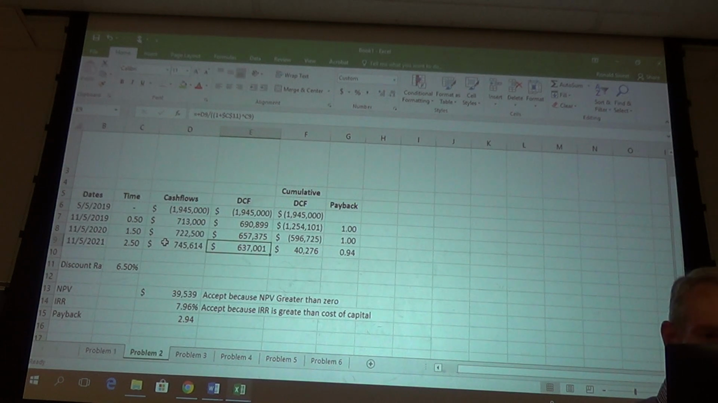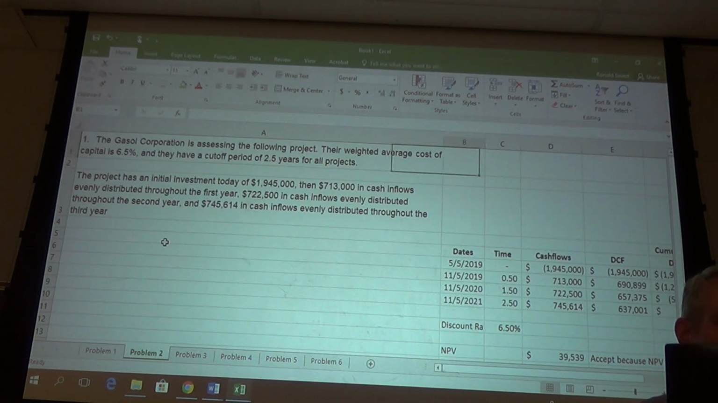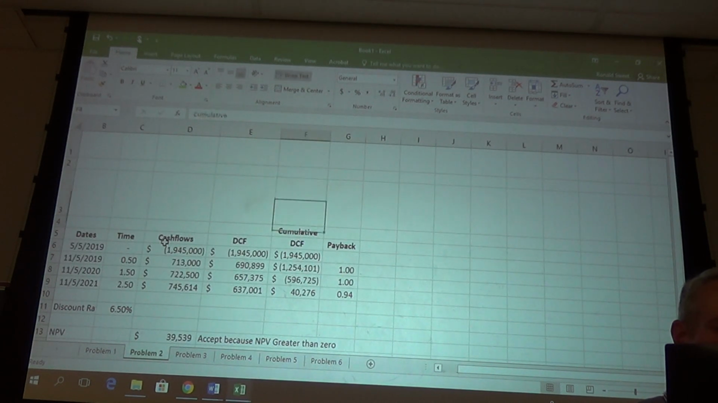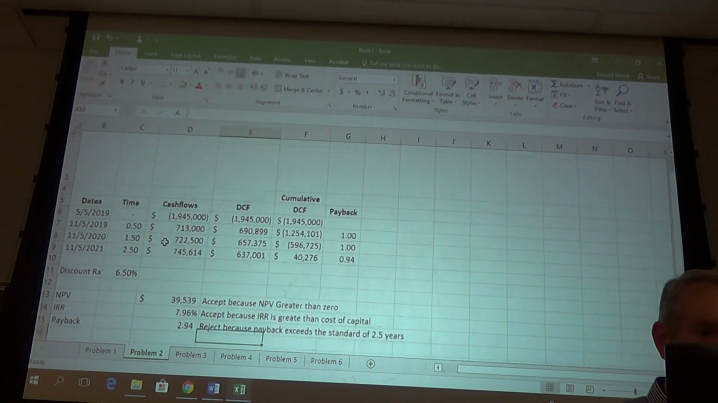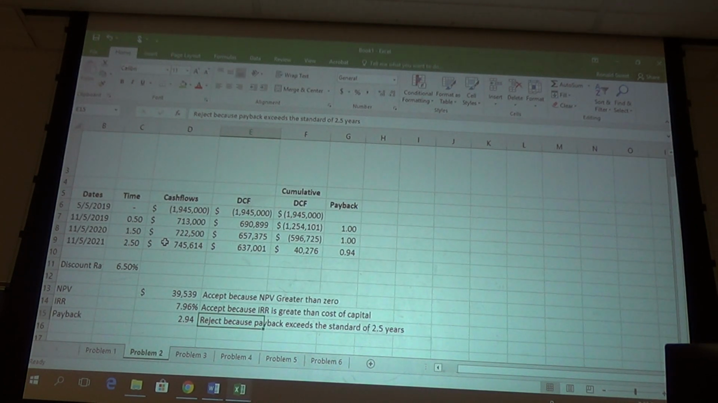All right, so 2.94, what can we say about 2.94? Where their cutoff is 2.5, so what do we do here? Reject, because the payback exceeds the standard 2.5 year. If you have exactly that set up, you get 100%. So I'm not looking for long essays on this, real straightforward stuff, all right?